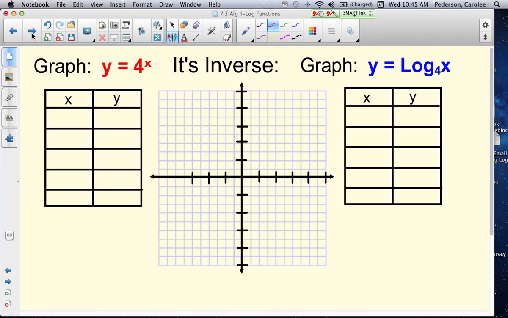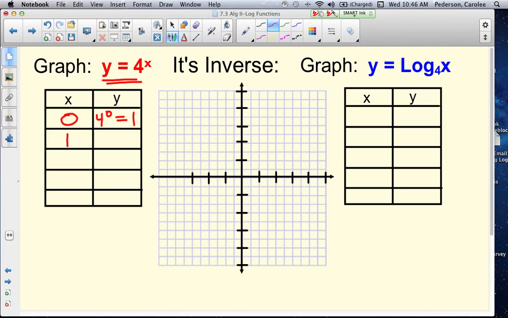Our last topic today is to graph this exponential function and its inverse. So when you graph this exponential equation in the red, we substitute values in for x. So let's just start with 0. 4 to the 0 power. We know that anything raised to the 0 power is 1.